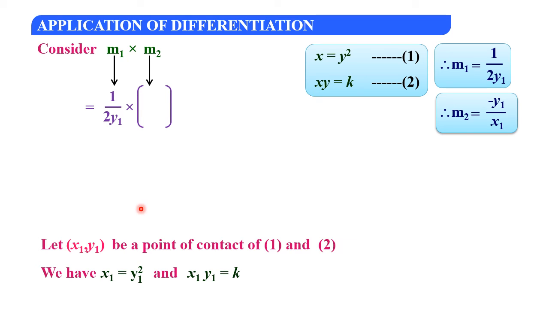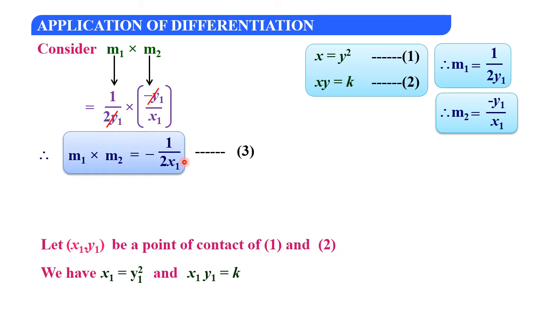Next, m1 is 1 by 2y1, and m2 is minus y1 divided by x1. y1 and y1 both are gone. Next, m1 into m2 is equal to minus 1 by 2x1, which is what remains. We don't know the value of x1, and we need to find it right now. So call this equation number 3.